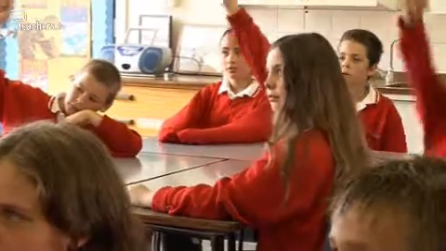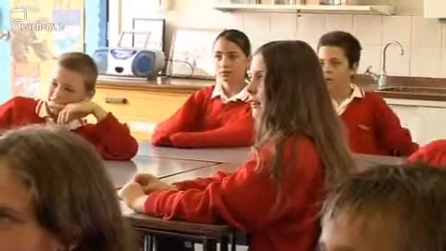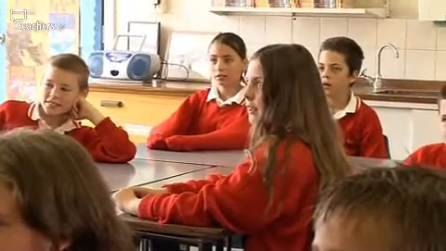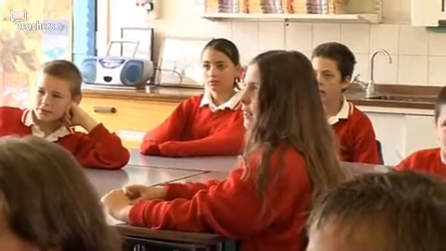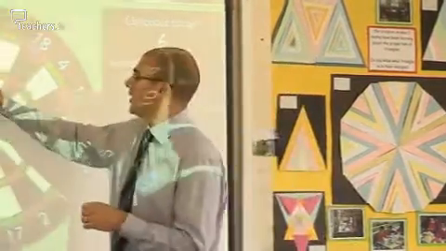OK, imagine the dart landed here in the double 18 section. What would that be? Rebecca? 36. How did you do that? I doubled 8 and I doubled 10 and then I added them all together. So you partitioned it.